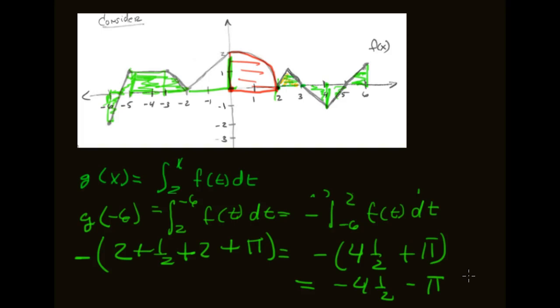So if I take g of negative 6, I should get negative 4 halves minus pi. And there you have it. All right, so there's a basic understanding of the integral function and how it operates.